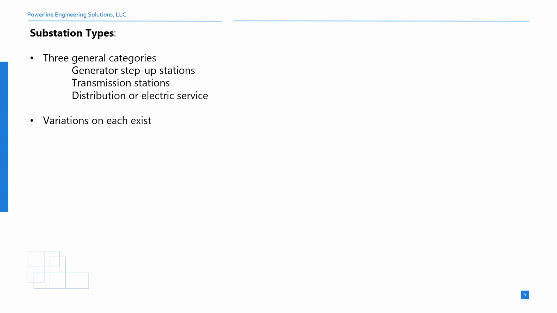Secondly, there are the transmission level substations or switching stations that serve as the heart of these transmission networks. Finally, there are the distribution substations, which step down the transmission or sub-transmission level voltages down to the distribution level for serving the customer.